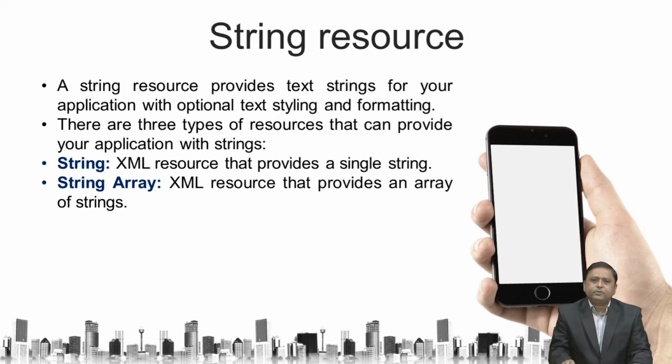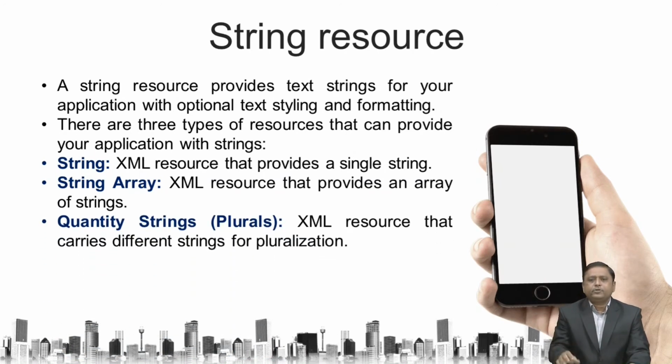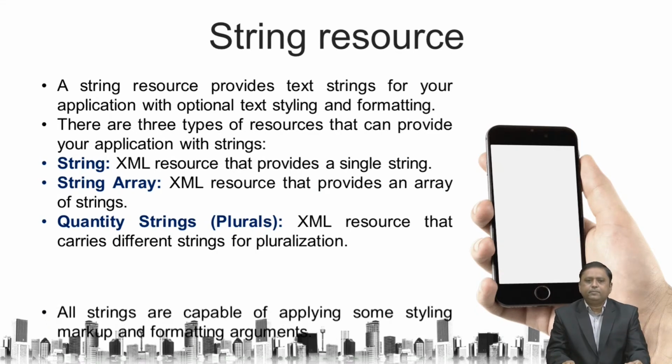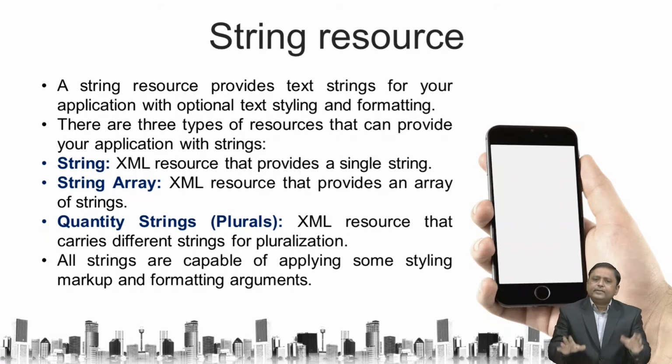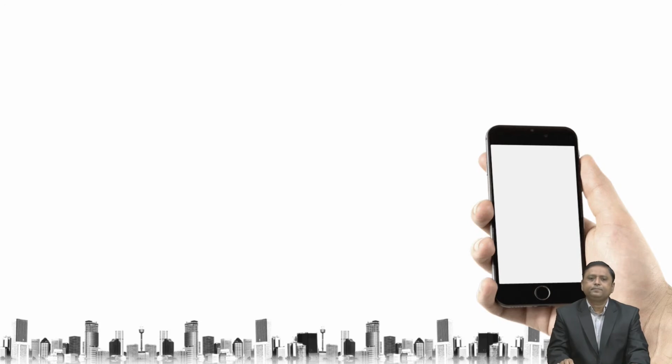The second type of string is string array, which is an XML resource that provides an array of strings, and you can access individual elements of the string array with an index. The third type of string is called quantity string or plurals, and these are again XML resources that carry different strings for pluralization. Now, all strings are capable of applying some styling, markup and formatting arguments. So, we can have formatting also with this kind of string.